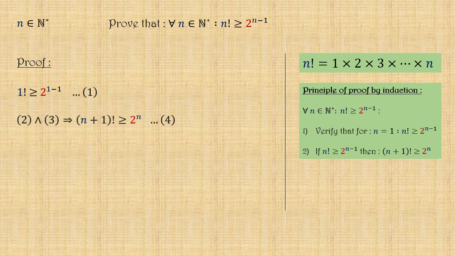Now we can notice that in our assertions 1 and 4, we have completed our 2 steps of our proof by induction. So we can deduce that whatever the value of our different from zero natural number n, factorial is greater than 2 to the power of n minus 1.